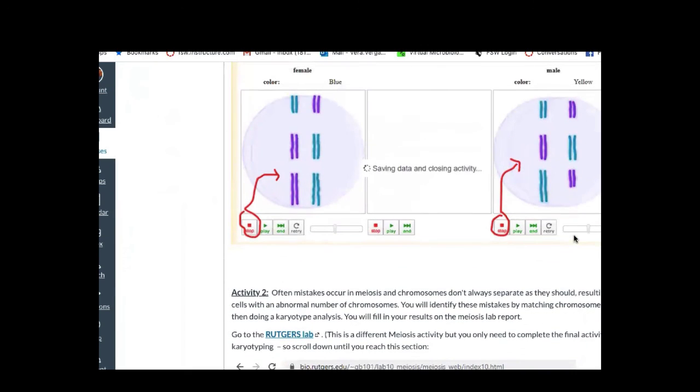meiosis is a reduction division. It's not a cycle, because you start off with a diploid cell and then you produce haploid gametes that don't recycle back to the original cell. Those gametes go on and fuse and form a new individual.